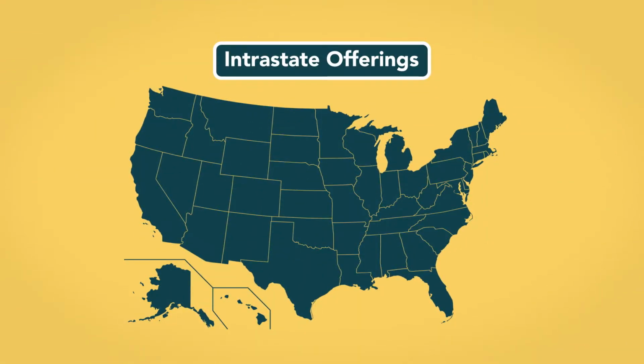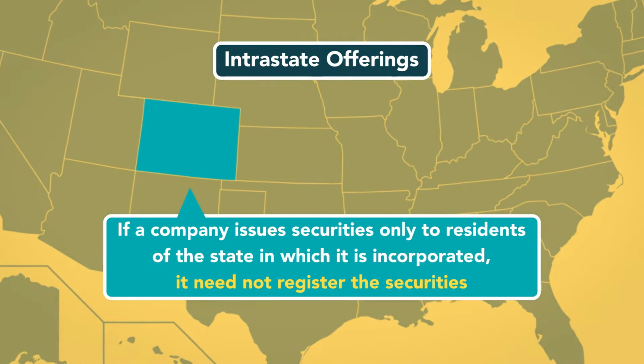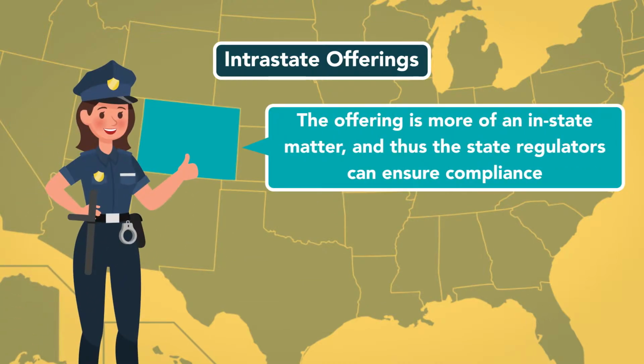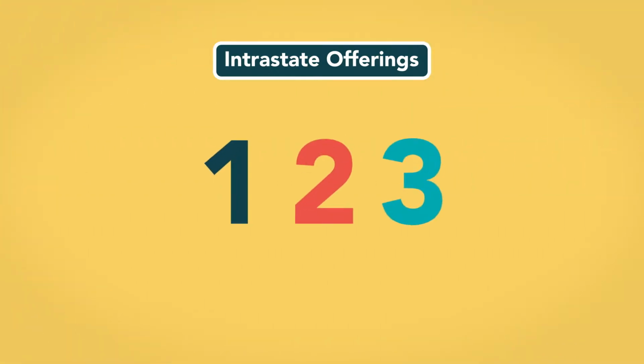Intrastate offerings. If a company issues securities only to residents of the state in which it is incorporated, it does not need to register the securities. The idea behind this exemption is that the offering is more of an in-state matter, and thus state regulators can ensure compliance. There are 3 requirements for the intrastate offering exemption.